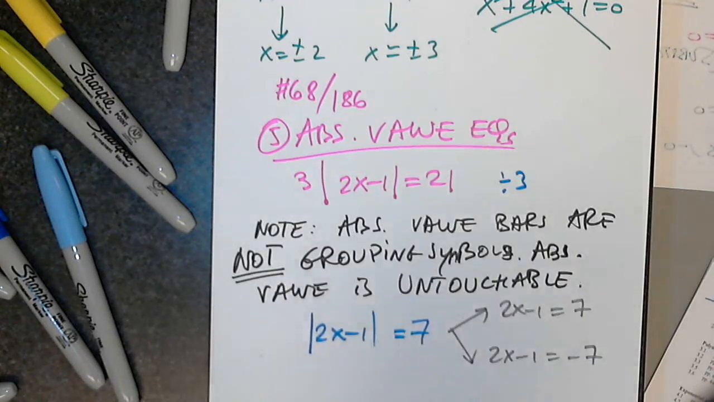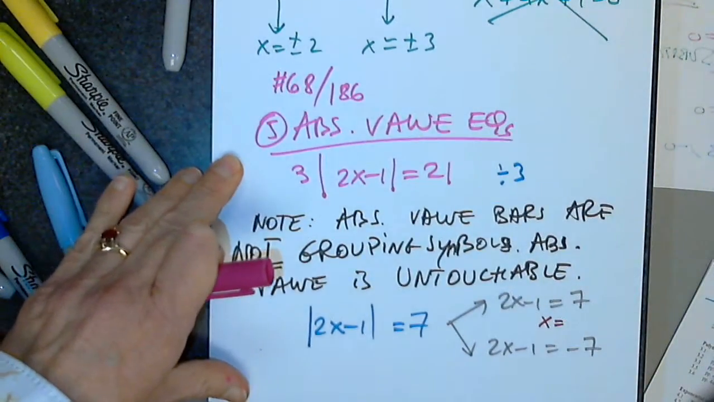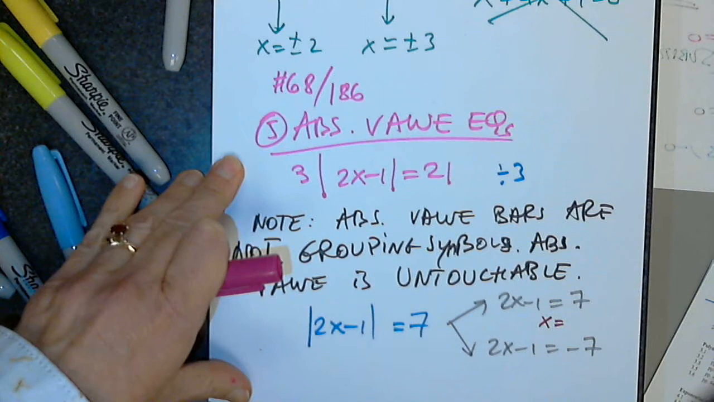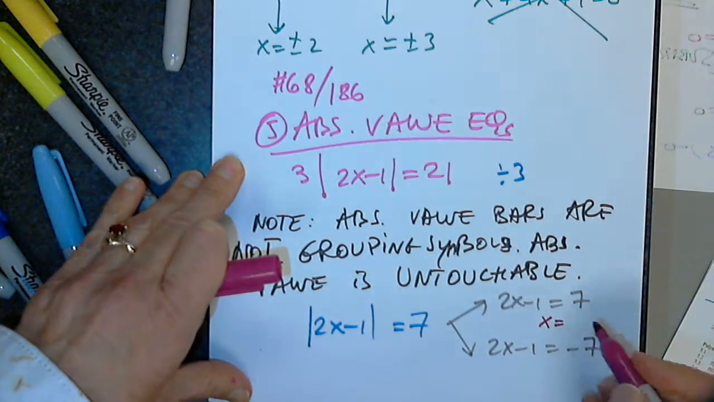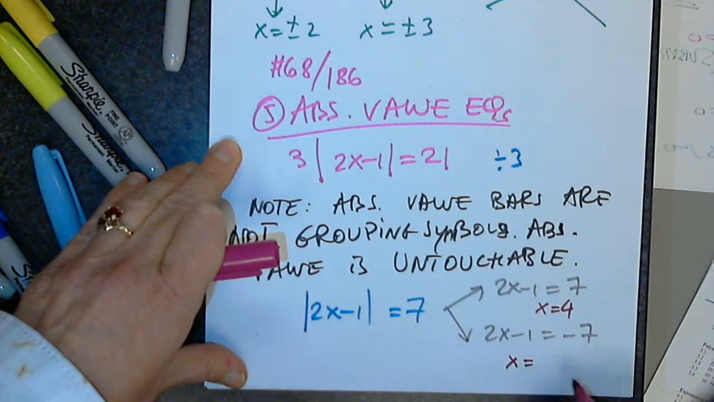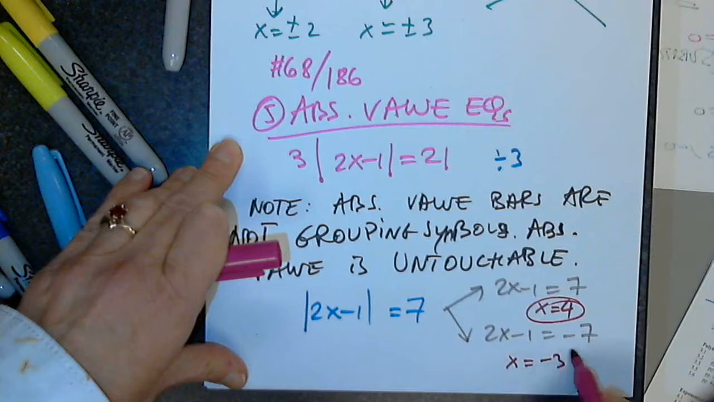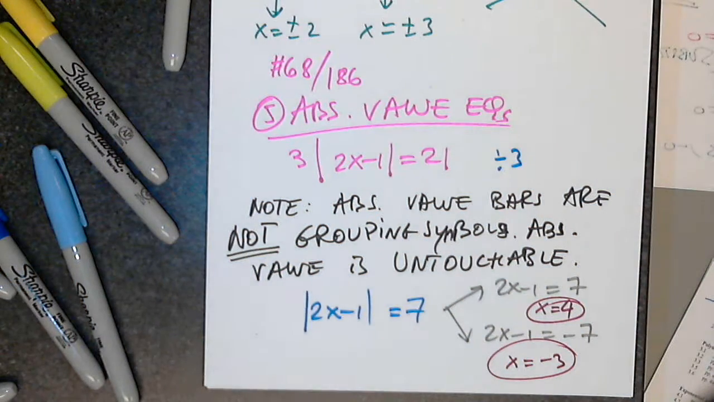So I add 1 and divide by 2. What do I get? I add 1, divide by 2. What do I get? Thank you very much. Very good. This is the method of solving absolute value equations.